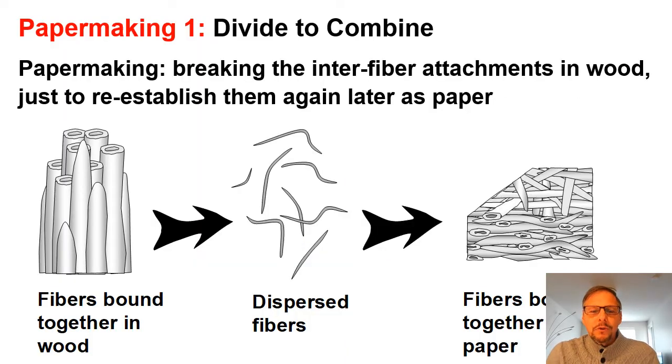So far, probably you have learned that in paper making, the idea is to take fibers from wood or from plants to disperse them in aqueous suspension and then to put them back together into a paper structure as the one that you see on the far right. So this is the idea of divide and combine. Use fibers to split them, to divide them, and then to put them back together in a dry piece of paper.